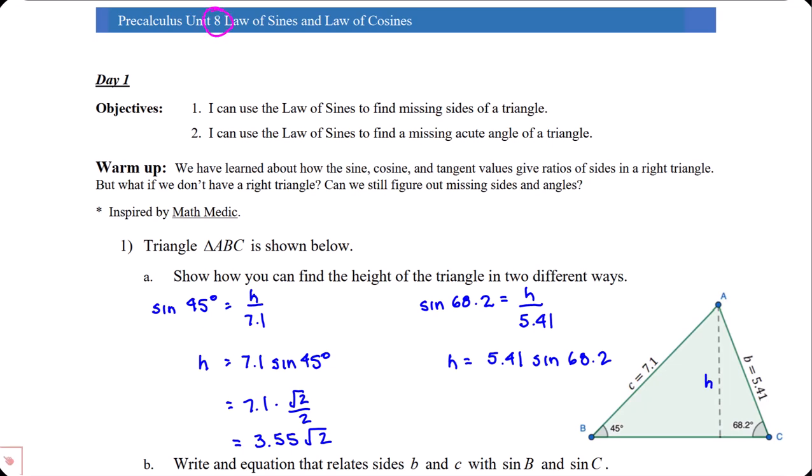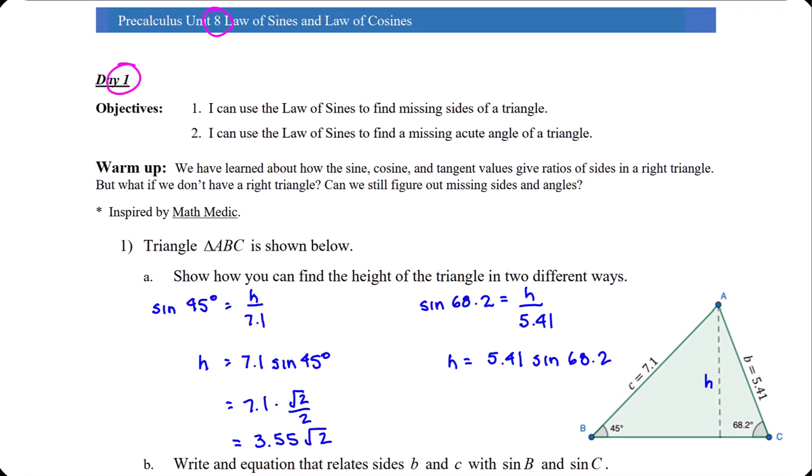Unit 8, Day 1. So today we're going to talk about how to find sides and angles of triangles that are not right triangles. Because if it's not a right triangle, we don't have a hypotenuse and right angle, and we have a lot more things to think about.